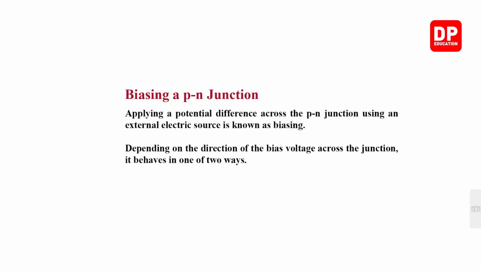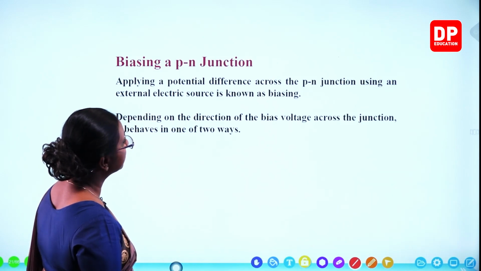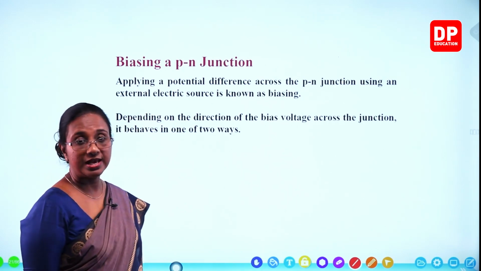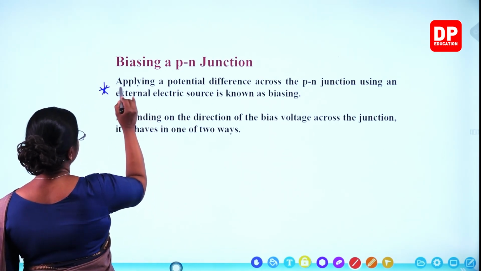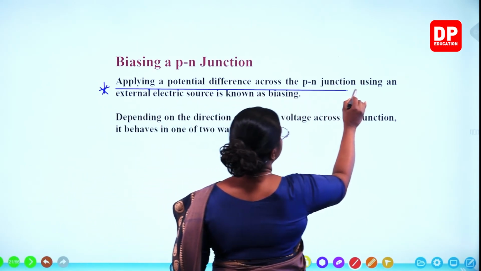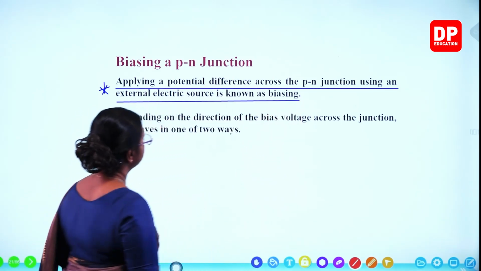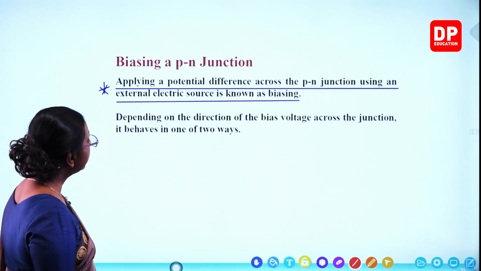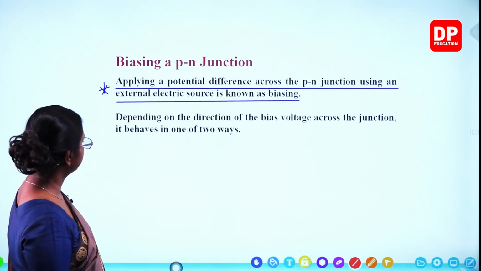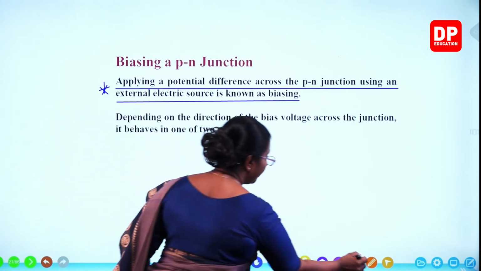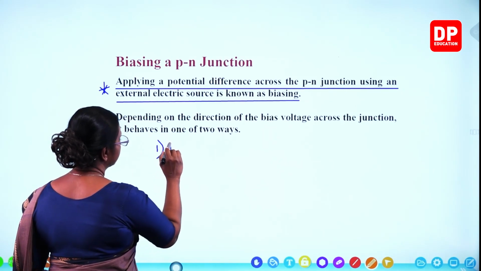So, then biasing a PN junction. That is what I told you all now. So, applying a potential difference across the PN junction using an external electric source is known as biasing. So, what I explained to you all. Applying a potential difference across a PN junction using an external electric source is known as biasing. And depending on the direction of the bias voltage across the junction, it behaves in one of two ways. So, the two ways are, one is known as forward biasing.